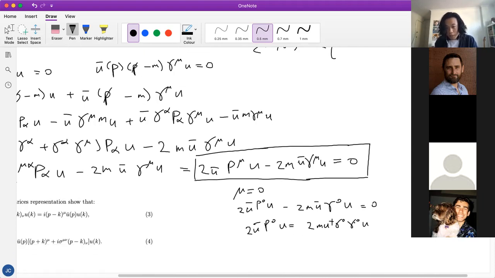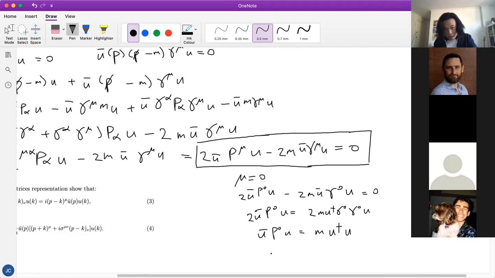So now the gamma naught, these two, remember, gamma naught squared is equal to just the identity, so equal to 1. So I can cancel these two out. And cancel the 2 out. So I get U bar P naught U is equal to m U dagger U. So now that tells me that, oh, sorry, one more step.